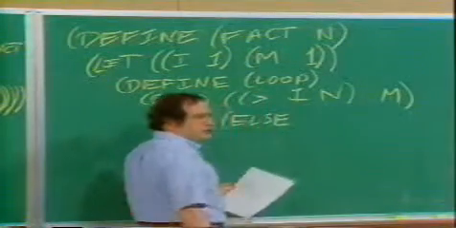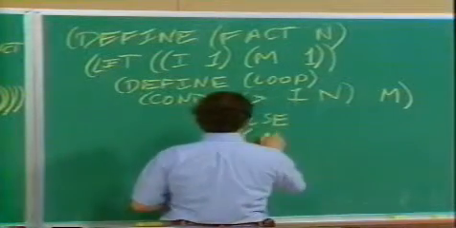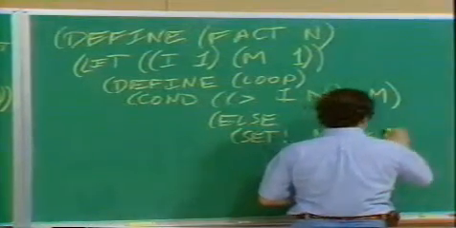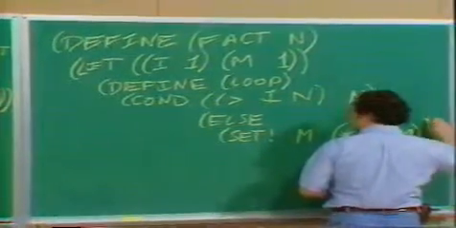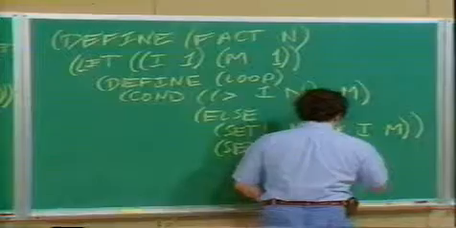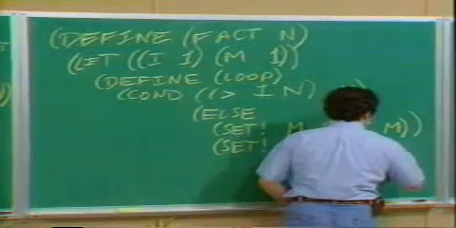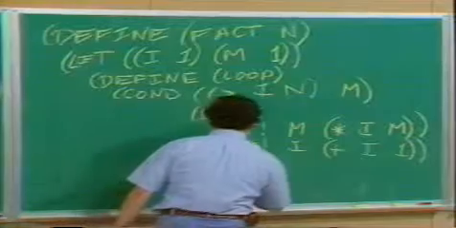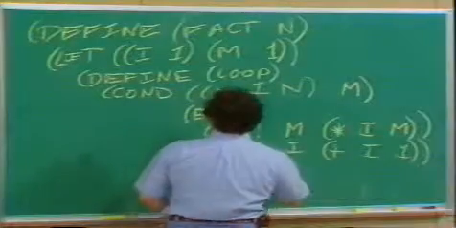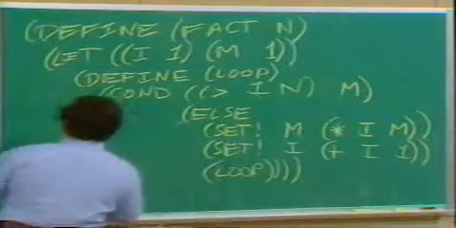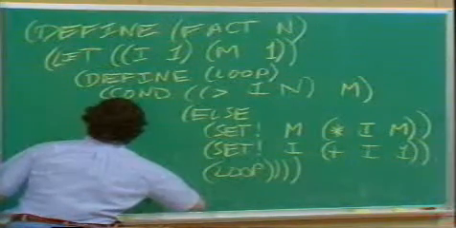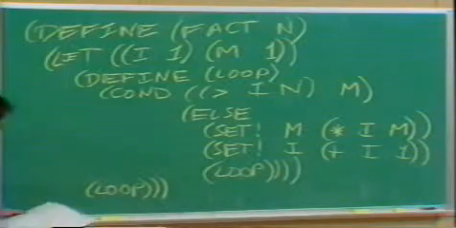I'm going to write down three things to do. I'm going to set m to the product of I and m, set I to the sum of I and 1, and go around the loop again. Looks very familiar to you Fortran programmers. Else, cond, define. Funny syntax, though. Start the loop up. Okay, and that's the program.